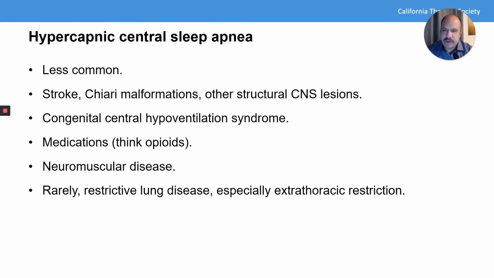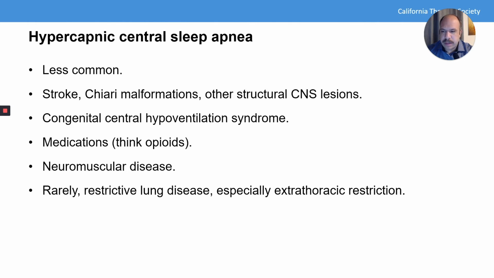So let's shift gears a little bit and talk about hypercapnic central sleep apnea. This is less common than hypocapnic and eucapnic because heart failure is so common. It's due to stroke, Chiari malformations, and other structural CNS lesions. In very rare instances, congenital central hypoventilation syndrome can present with central sleep apnea. Medications can do it. Think of opioids first.